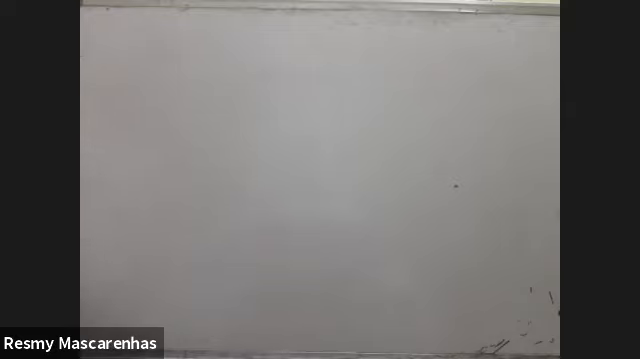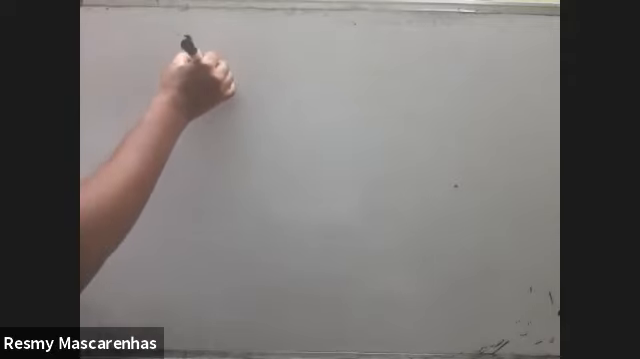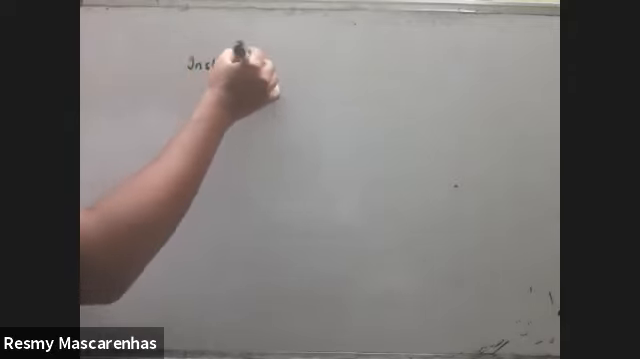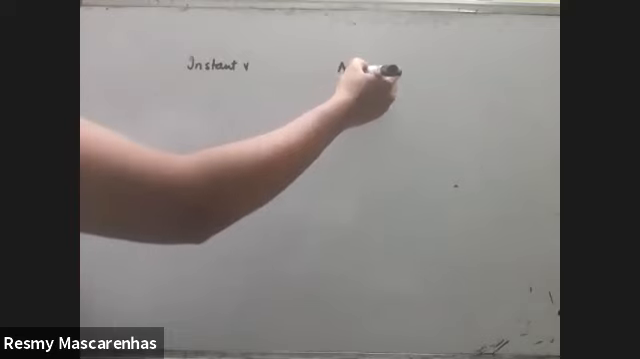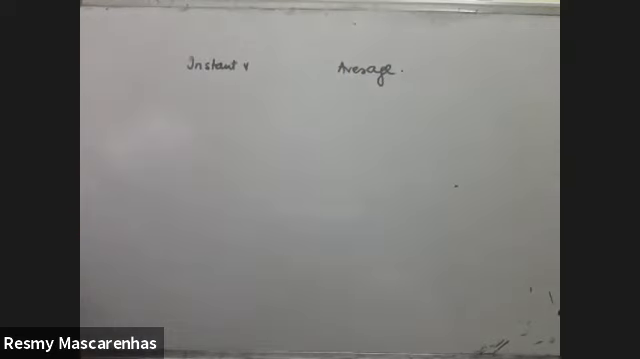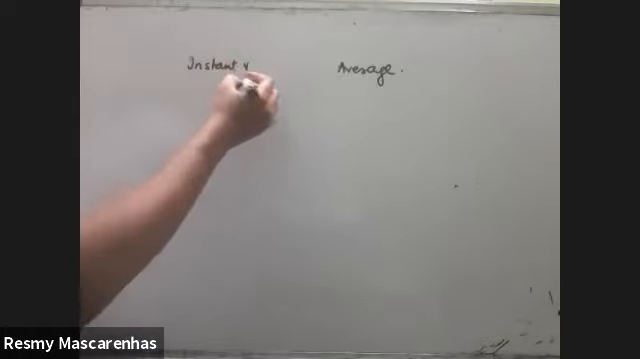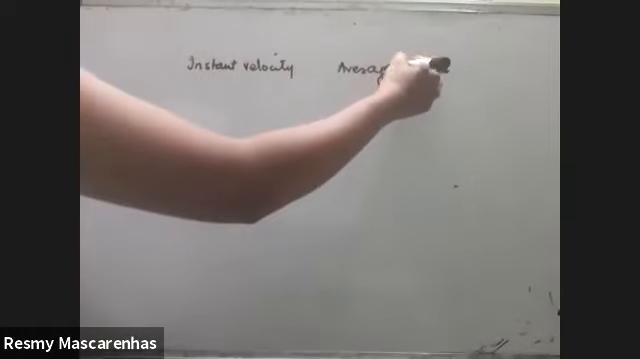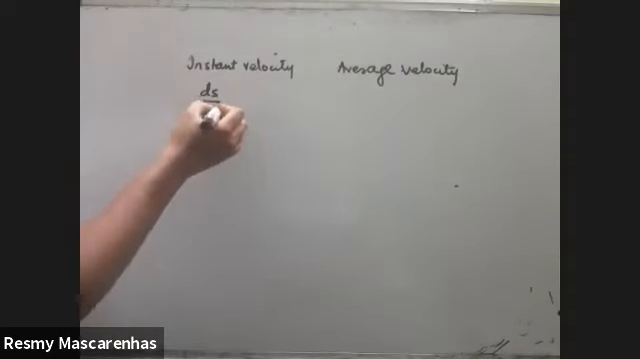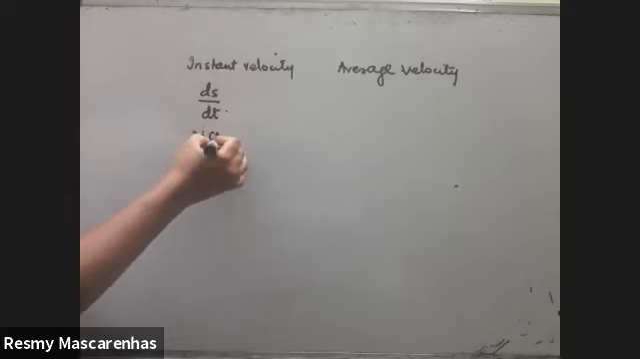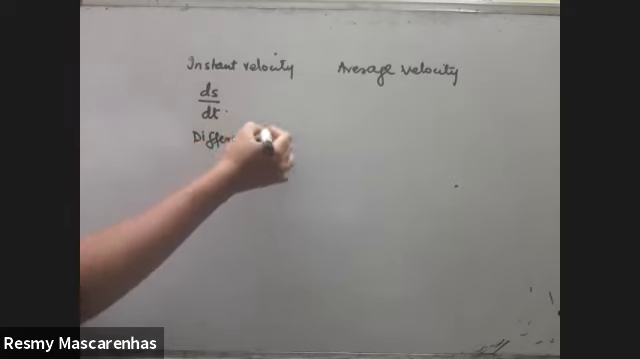So in the previous class, we had seen how to find the difference between instant speed and instant velocity, and the other one was average. So this was always indicated by ds upon dt, and in this we have to differentiate or find the derivative.